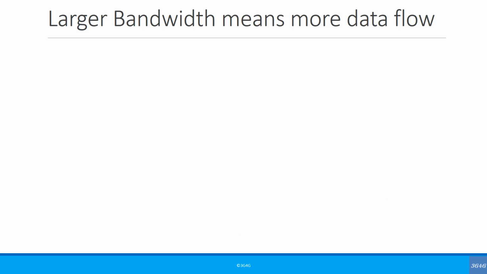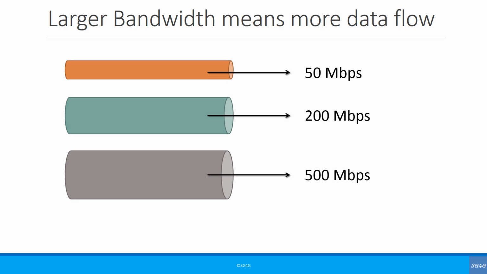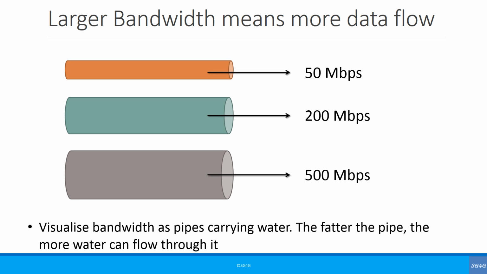Larger bandwidth means more data flow. The way you can imagine it is to think of bandwidth as pipes carrying water. More bandwidth means a fatter pipe, and more water can flow through it.